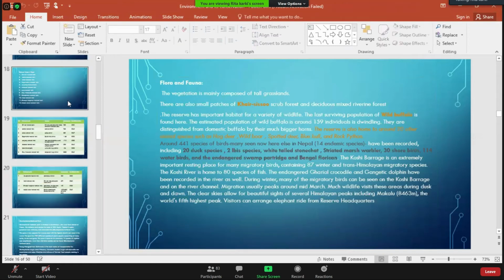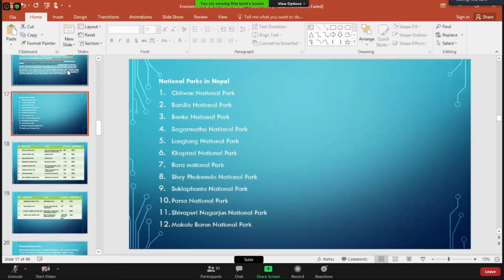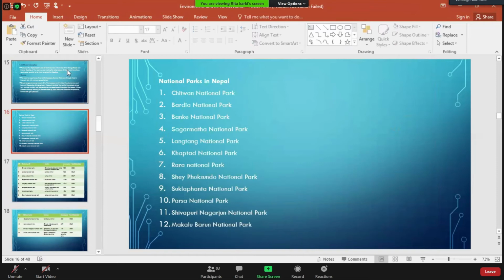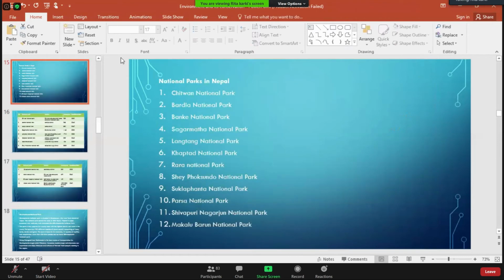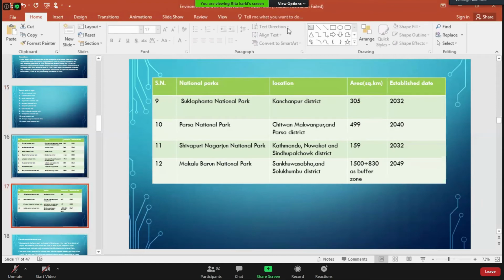Now, next one is the national park. As we have already studied, there are a larger number of national parks found in different regions of our country. Altogether, there are 12 national parks. Mainly, you can see the list given here: Chitwan National Park, Bardia National Park, Banke National Park, Sagarmatha National Park, Langtang National Park, Khaptad National Park, Shuklaphanta, Parsa, Rara, and Makalu Barun National Park. So altogether, 12 different national parks can be found in different places of our country.